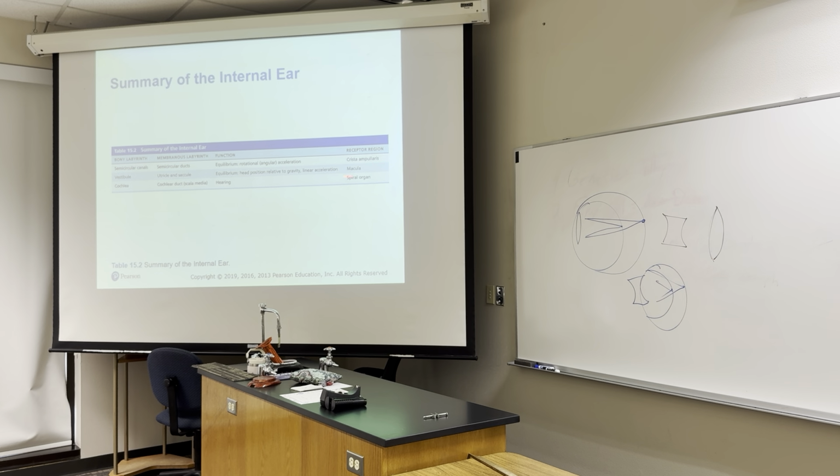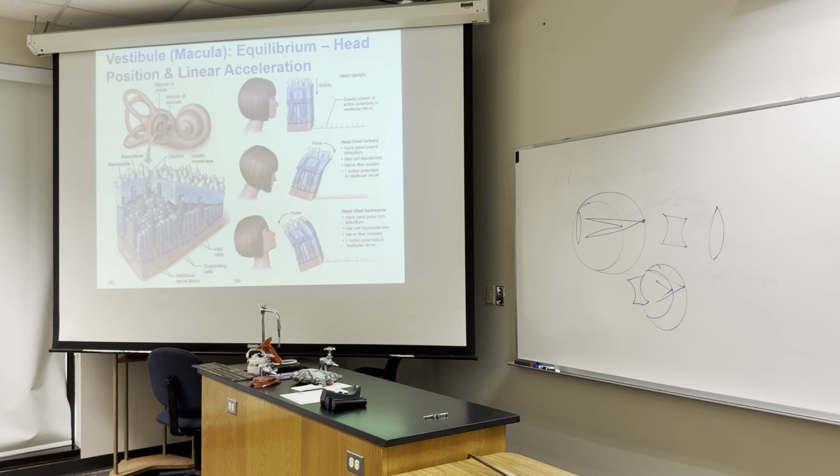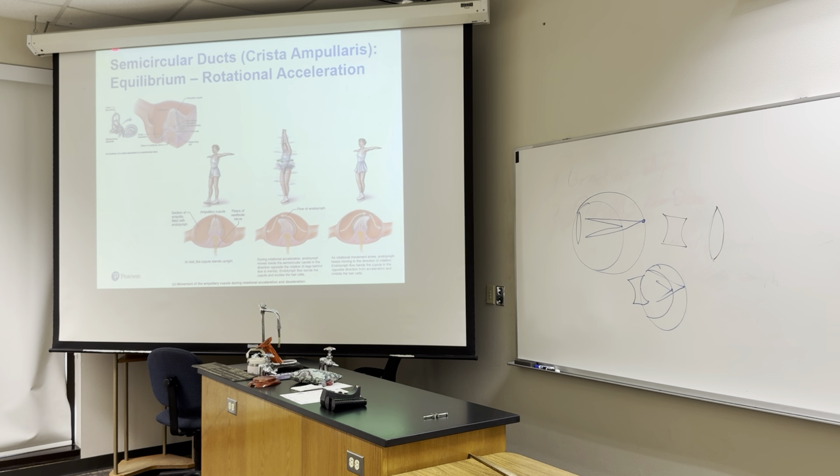And then the receptor region is the macula, and your cochlea, which is the hearing, the spiral organ. So now, as I have been talking about, the vestibule, which is the macula, helps with the what? Equilibrium, head position and the linear acceleration. And the semicircular ducts, which is the crista ampullaris, is taking the equilibrium, rotational acceleration.